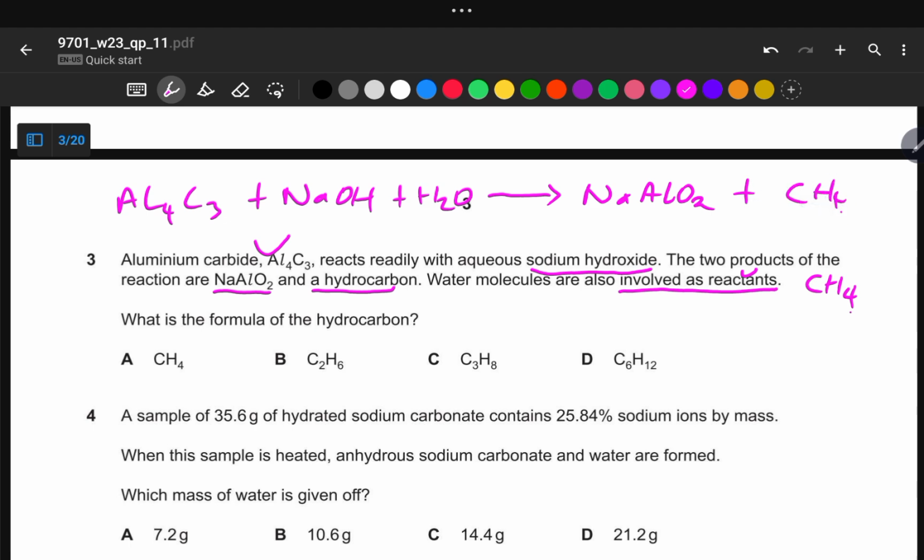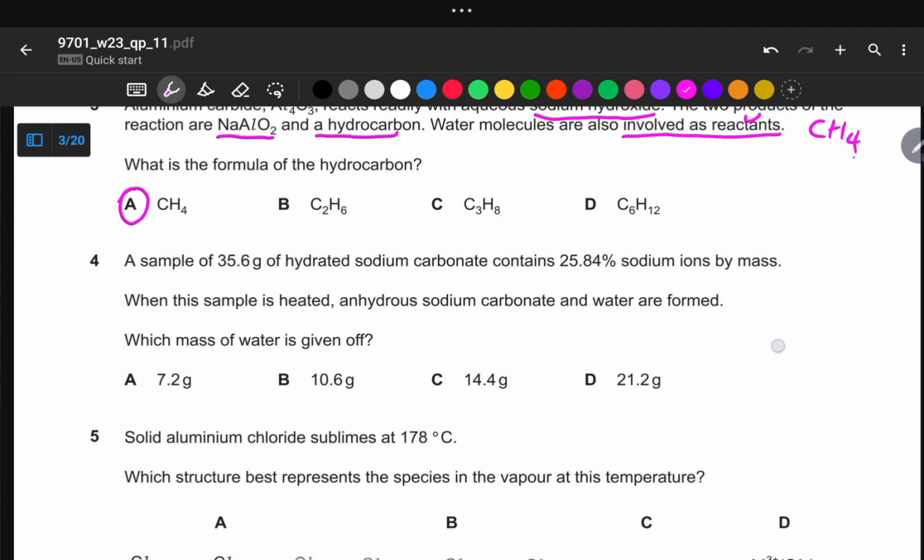To balance this equation, we are going to have a 4 here and a 4 and a 4 here, right? And then a 4 here and a 3 and a 3 here, right? So this equation is now balanced. So our answer here is equal to A.